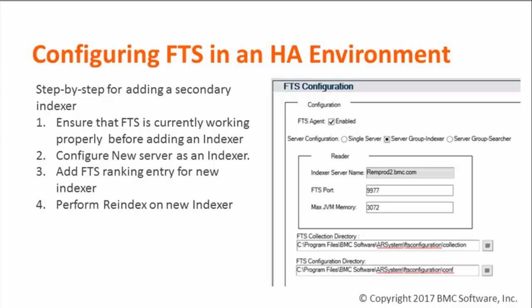Then the only other thing you really need to do is go to the ranking form and add this new indexer as the second ranked full-text search engine. That's all the configuration you need to do. Once you perform a reindex on this new server, and once that reindex is complete, you will now have an HA environment. At that point, once the indexing is done and this server is caught up, if the first server were to fail, then queries would automatically get redirected to your new HA server, and it should be seamless to the end user.